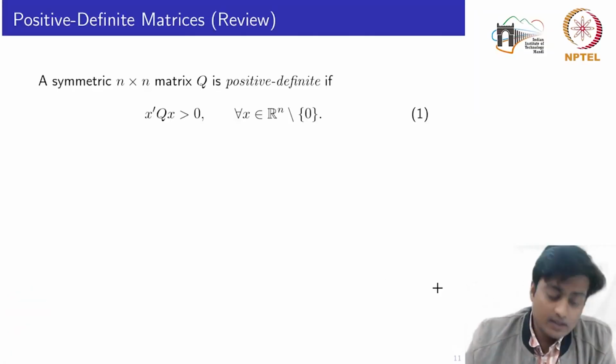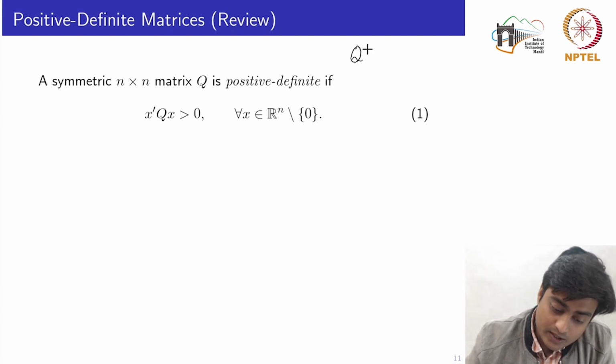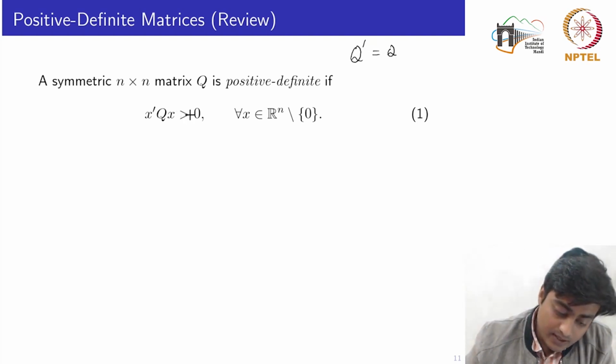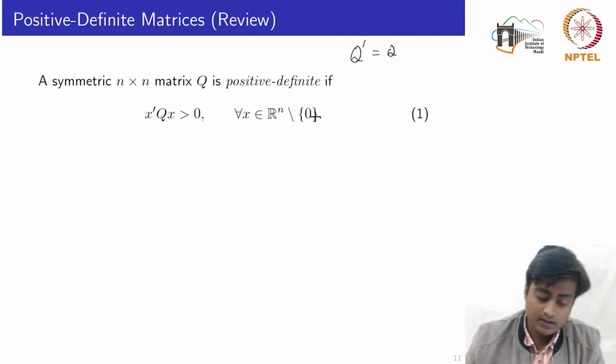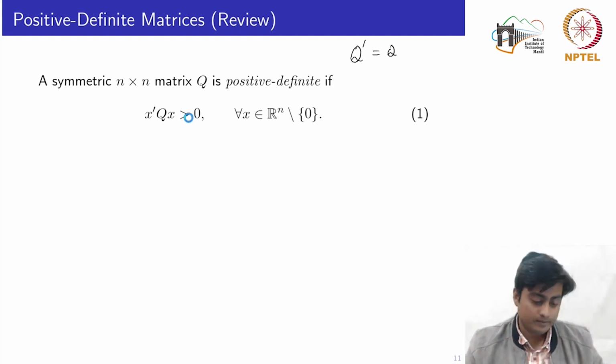So the next is the positive definite matrices. A symmetric n cross n matrix Q is positive definite if this quadratic form, that is x transpose Q x, where x is a vector and Q is the symmetric square matrix, is always greater than 0 for all x belonging to the n-dimensional space, excluding the null vector. Symmetric matrix means that the transpose of that matrix is equal to the matrix itself, right? Because if x is 0, then this inequality would not hold.